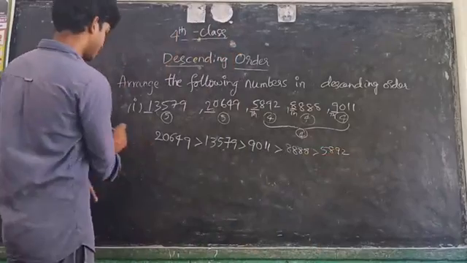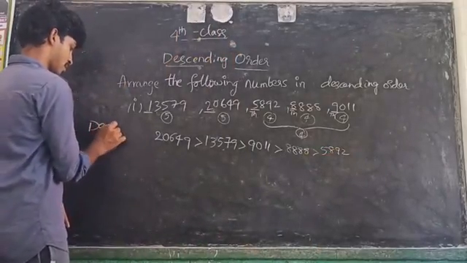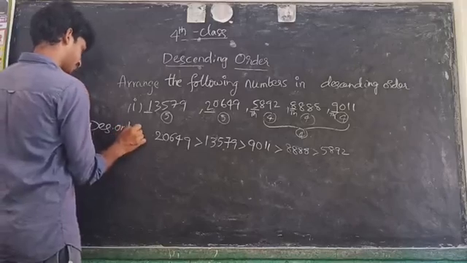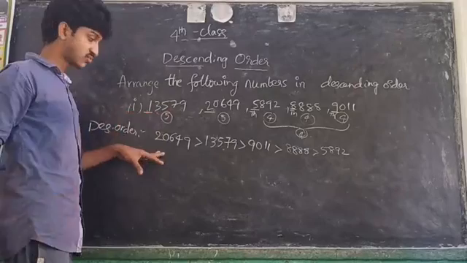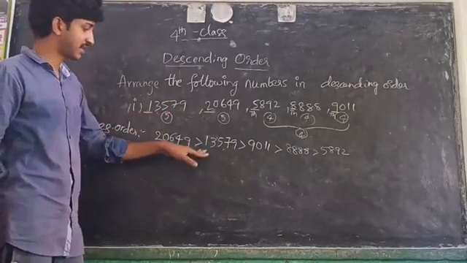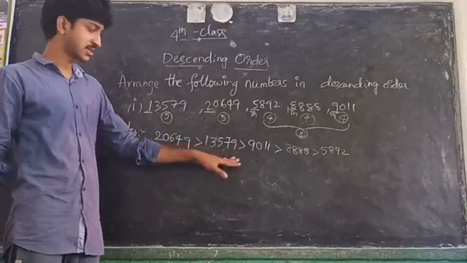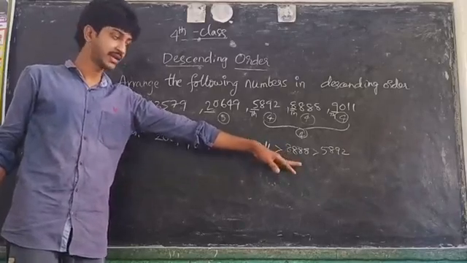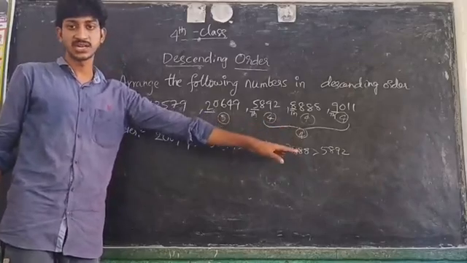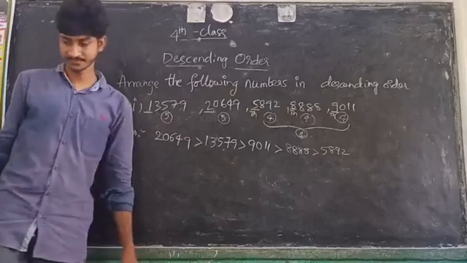So this is the descending order of these numbers. The descending order is 20,649 greater than 30,579 greater than 9,011 greater than 8,888 greater than 5,892. Okay, children.